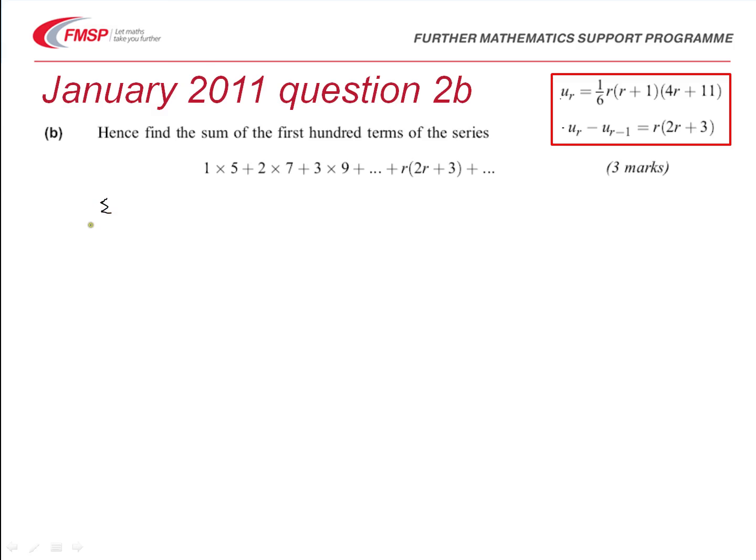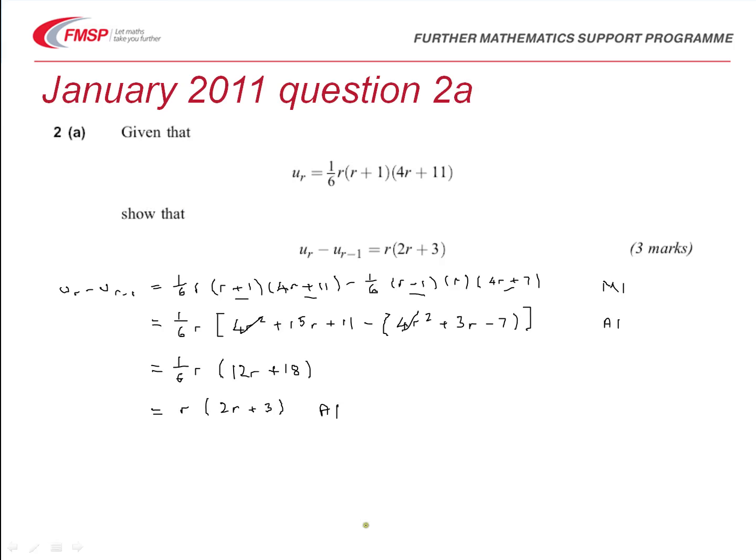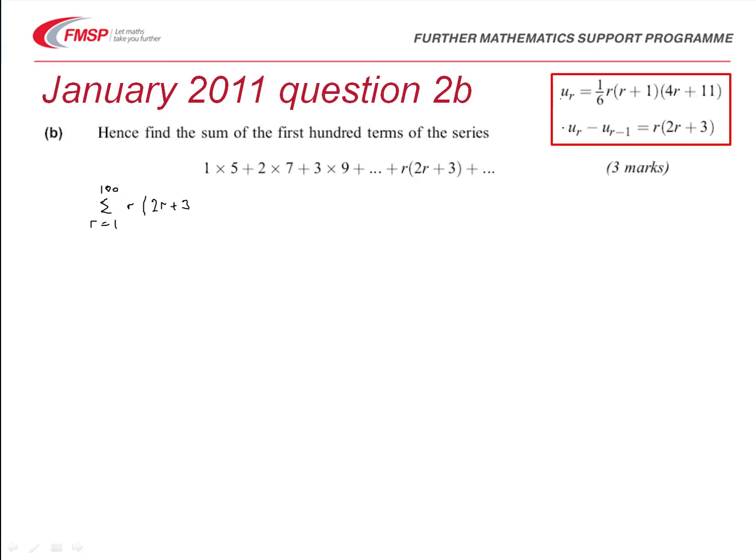So we could write this in sigma notation as the sum from R equals 1 to 100 of R times 2R plus 3. But we know that the 2R plus 3 can be rewritten, so we get the sum from R equals 1 to 100 of UR minus UR minus 1.